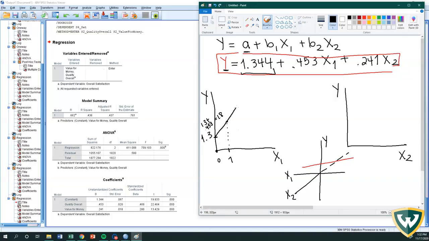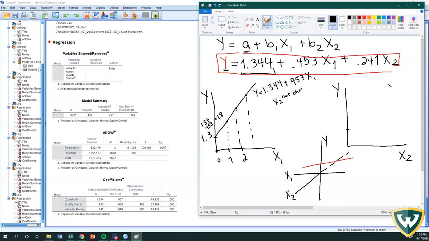And then for 2, it's 1.8 plus 0.453, and that plus 0.453 for every unit of an increase in your x. So this is the depiction of the line y equals 1.344 plus 0.453x1. Similarly, in this one, you're just assuming that x2 is not changing, it's constant.